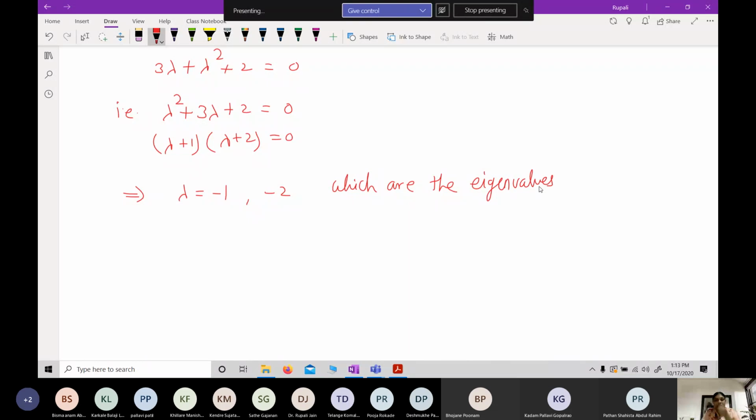So if it is an n by n matrix, how many eigenvalues will it have? n eigenvalues, because the characteristic equation will be of degree n, right? It will have at most n distinct eigenvalues. Okay. So what is the spectrum? What is sigma of A? It is minus 1, minus 2, right?